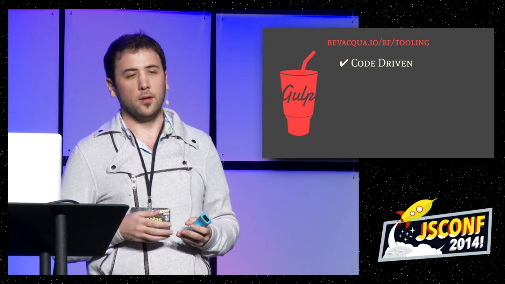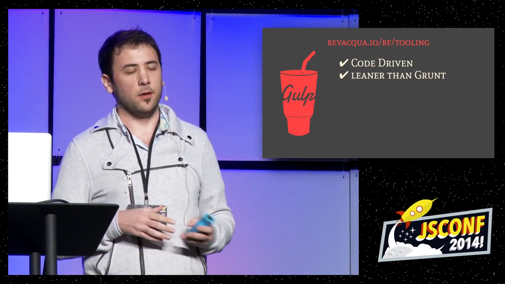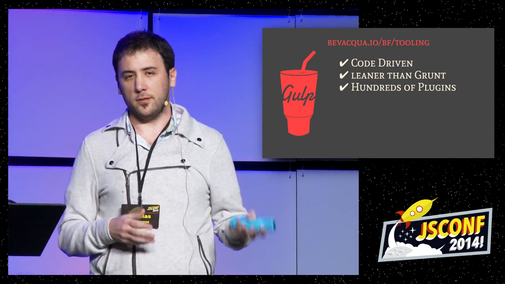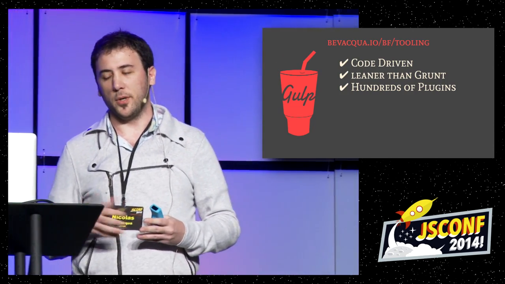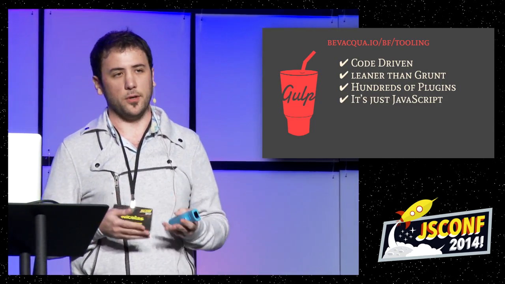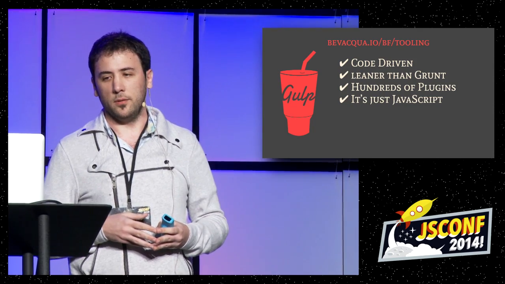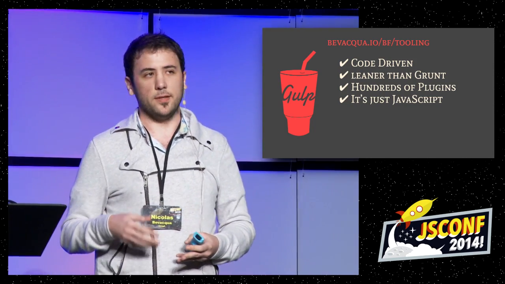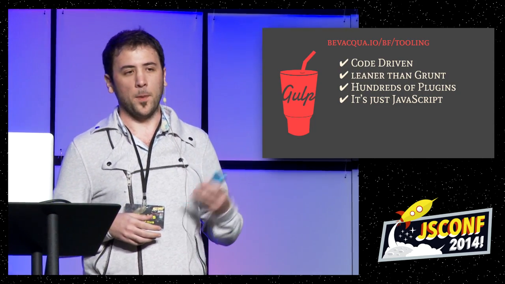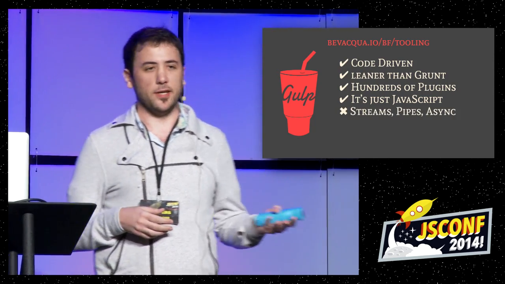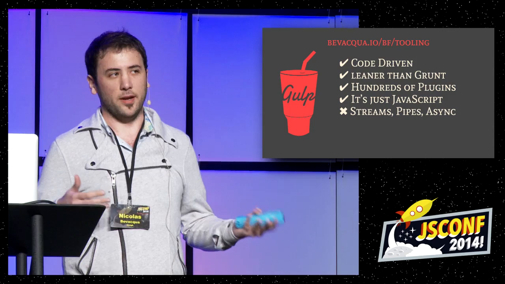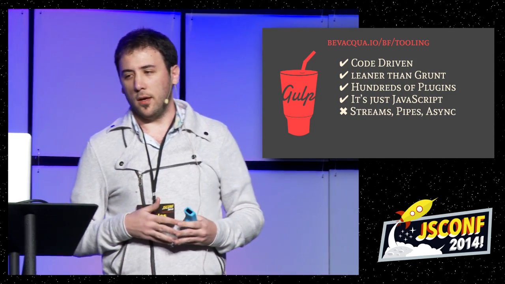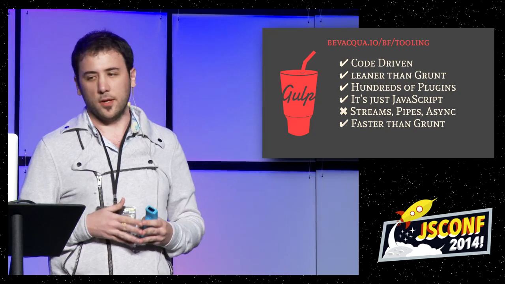And then there's Gulp, which is similar to Grunt, but it's code-driven, so it's a bit linear. You're just writing code, but it still works with this plugin concept. There are hundreds because it's newer than Grunt, but it's, again, just JavaScript, so you can really build your own Gulp tasks. The issue with Gulp is that it comes with the concept of pipes, streams, and asynchronous code, which are all very Node concepts, and if you're not a Node developer, you might have an issue with that. But it's faster than Grunt, so there's that.